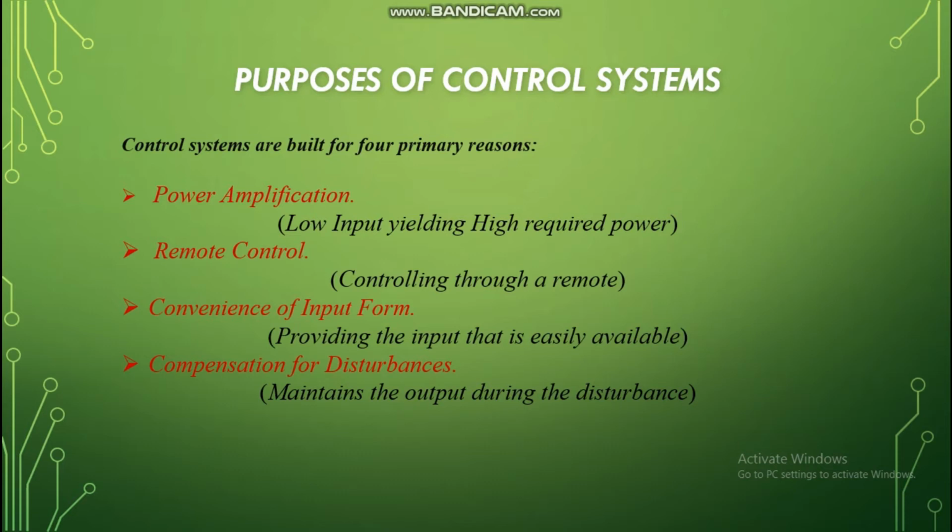The final reason for using control system is compensation for the disturbances, maintaining the output during the disturbance. If we go back to our previous example of the rotation of the antenna, if you set a desired position for that antenna, and let's say there is a wind blowing at a high rate, that wind would try to change the position of the antenna from the desired position. So the control system would try to maintain its position at the desired position. That's what is the compensation for the disturbance in the control system.